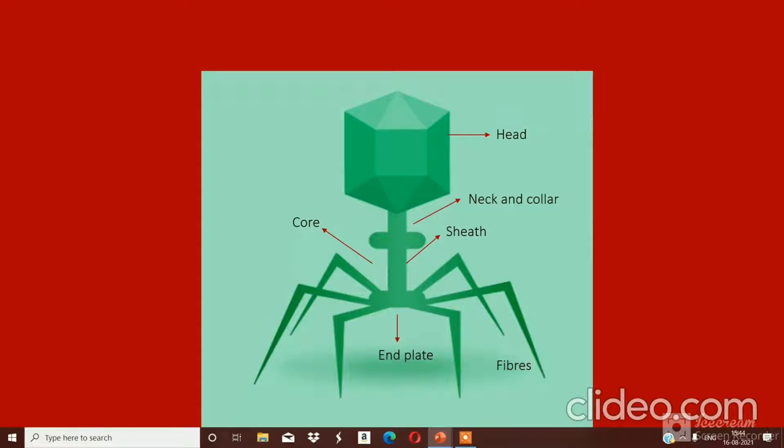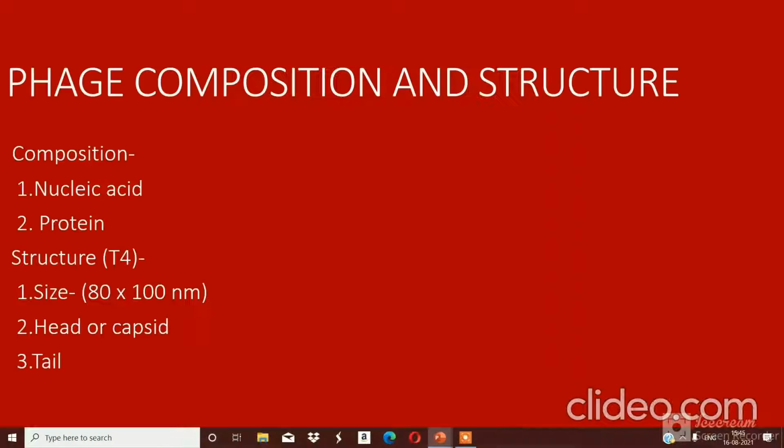Schematic diagram of bacteriophage, where you can see its head, its neck and collar. The middle portion is known as sheath. Then the outer covering is known as sheath and the inner portion is known as core. And you can see end plate and the fibers. Bacteriophage basically infects a bacterial cell through its fibers.